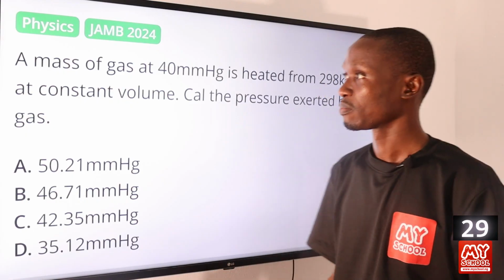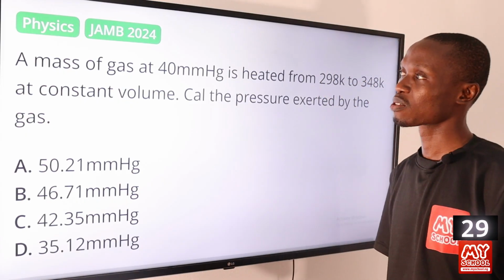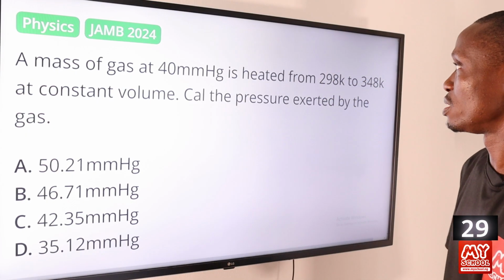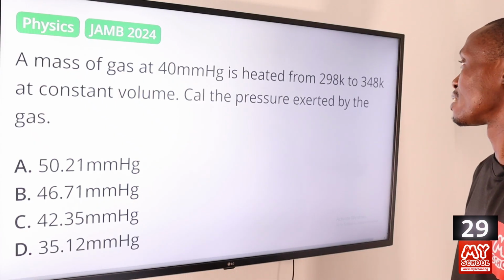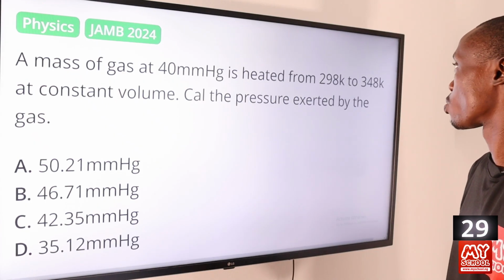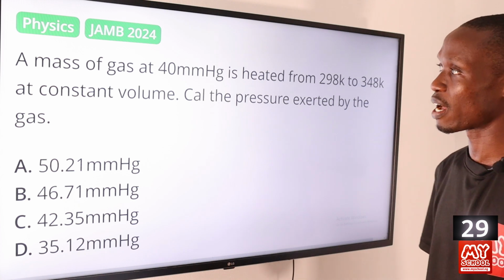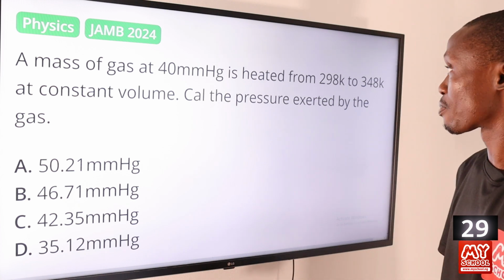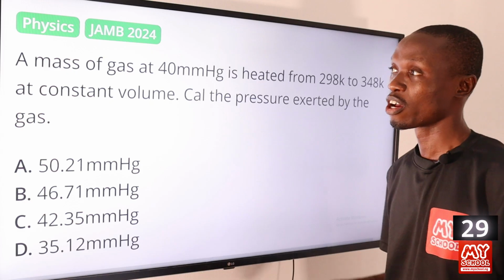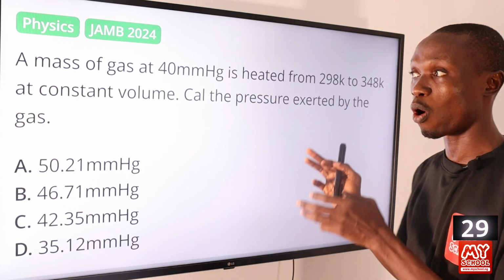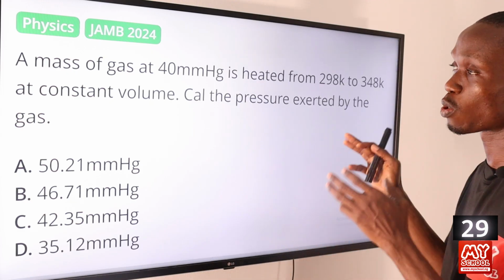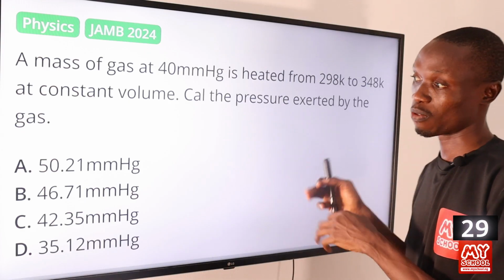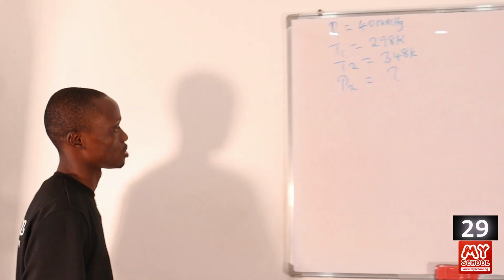Question 29. A gas of mass at 40 millimeter mercury is heated from 298 Kelvin to 348 Kelvin at constant volume. Calculate the pressure exerted by the gas. So this is a typical question on pressure law. So we are going to be applying pressure law in solving this question. So let's return back to the board to provide answer to this.